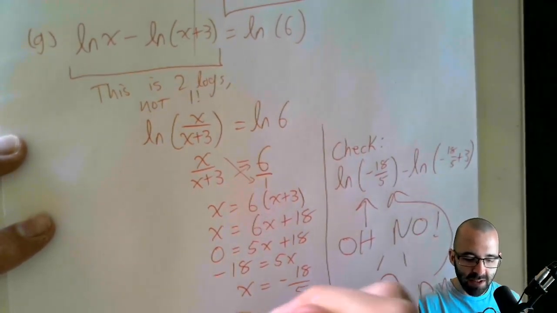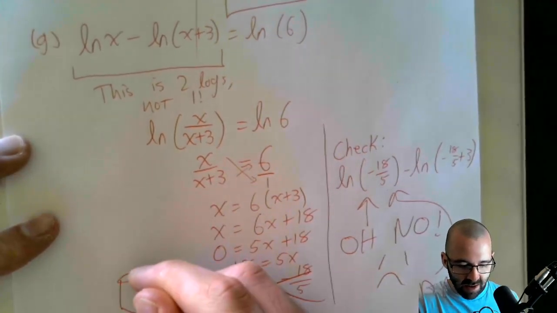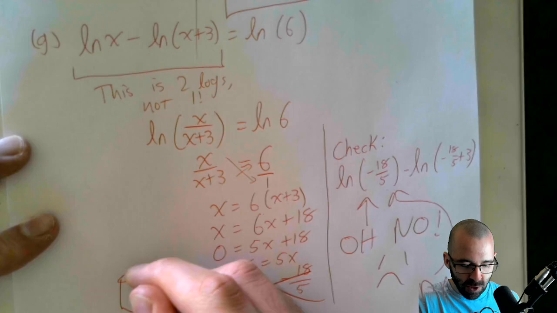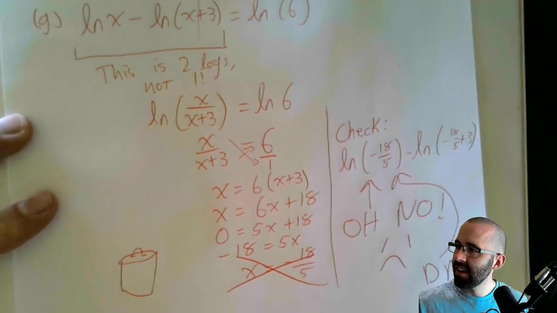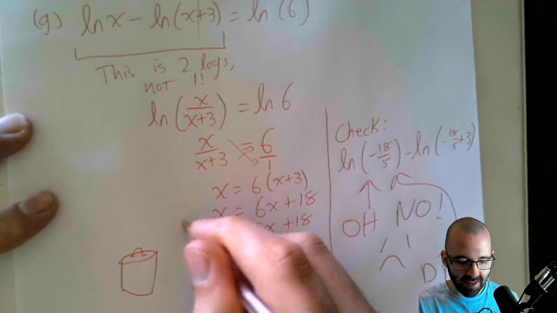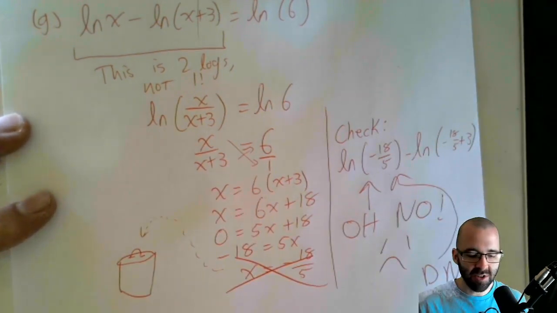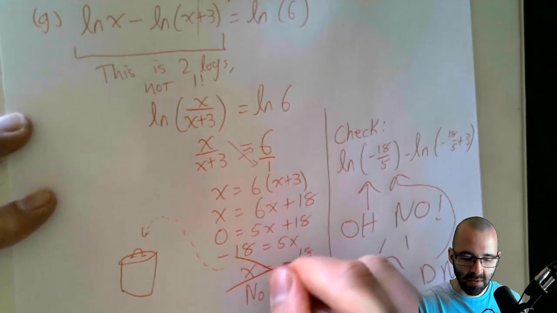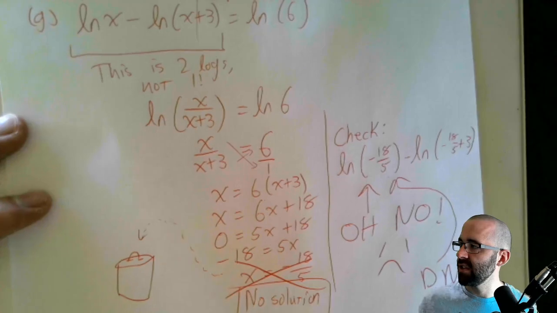So this can't be a solution. Throw it in the trash can. Okay? It's in the trash can with Oscar the Grouch. There's no solution. There's no answer to this equation.